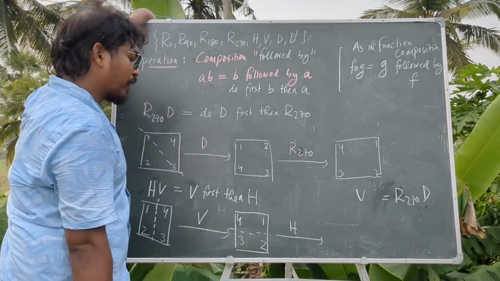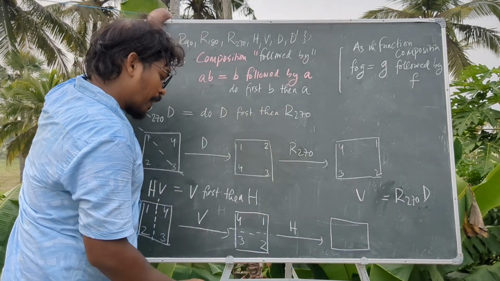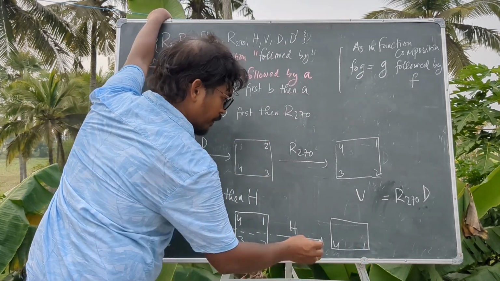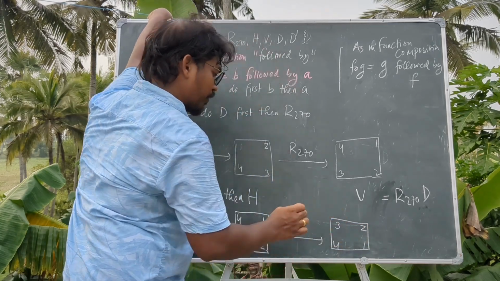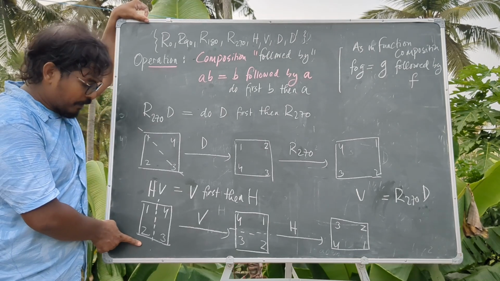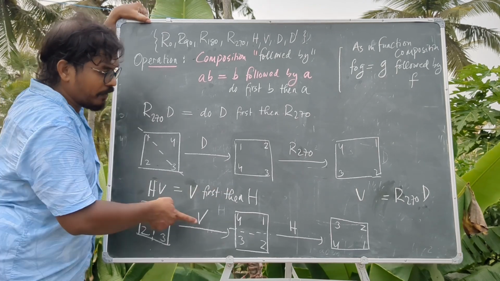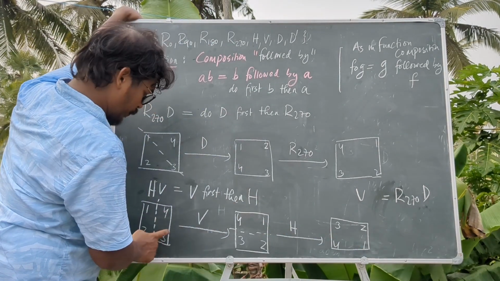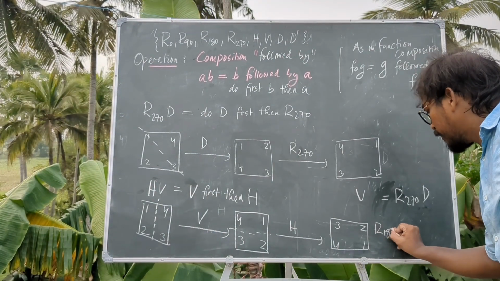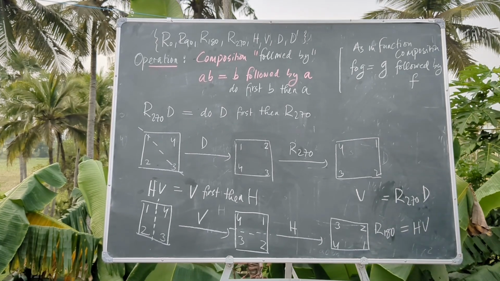So this is the horizontal axis. After the horizontal flip, I will get 4 here and 1 here. Here I have 2 and this is 3. This is our original square. And see, we have rotated this one by 180 degrees, isn't it? 1 is here and 2 here, 3 here, 4 here. So this is R180, and this is the same as our H and D.